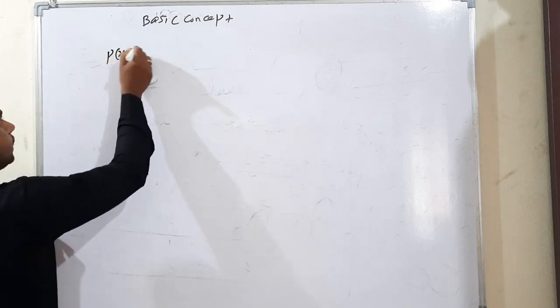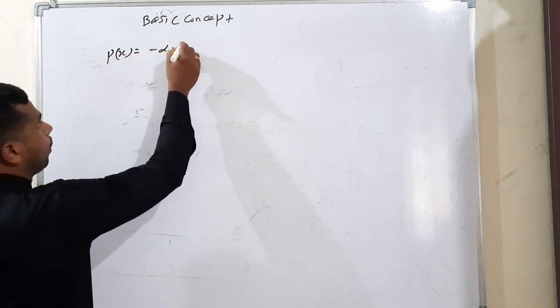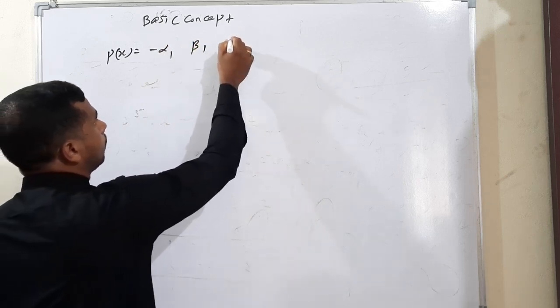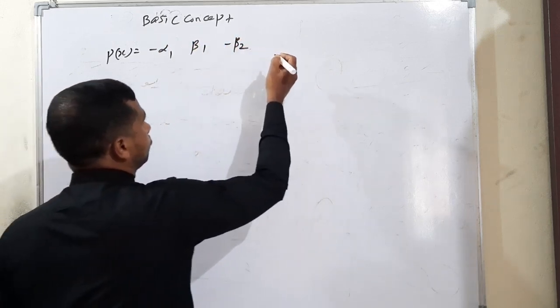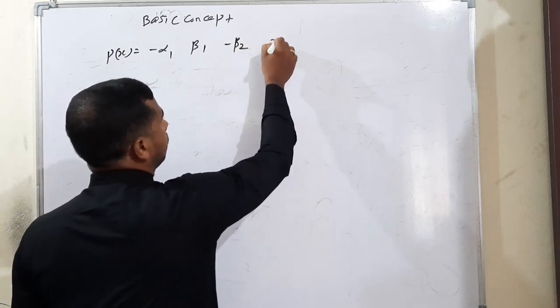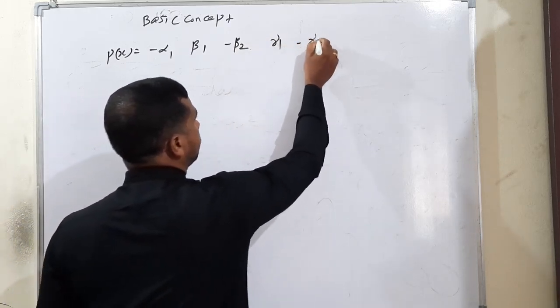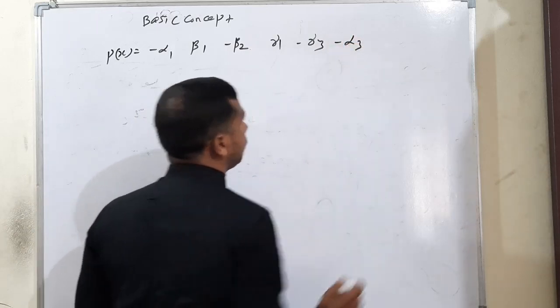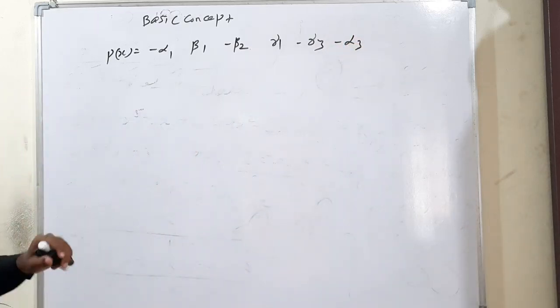p of x is equal to some values, for example minus alpha 1, then positive beta 1, negative beta 2, then gamma 1, negative gamma 3, then negative alpha 3. We have some number of terms there.